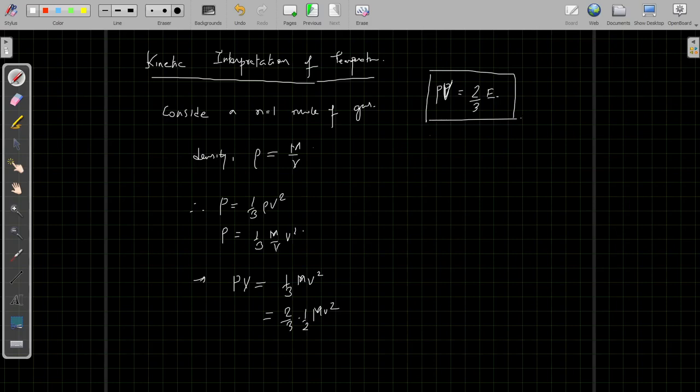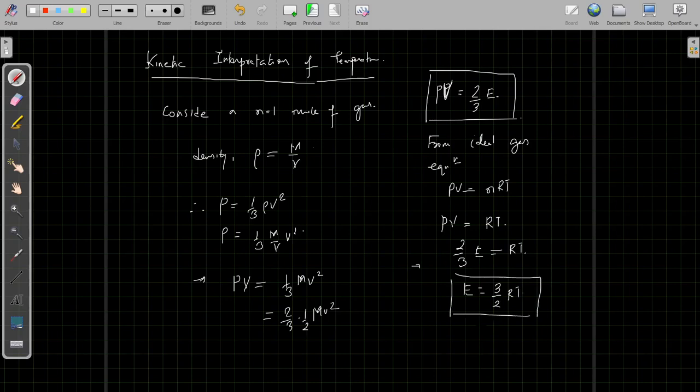Again, we are doing it at which temperature? We are doing it at high temperature, low pressure. So from the ideal gas equation, PV equals nRT, but n we have taken as 1. So PV equals R into T. Therefore 2 by 3 E is equal to R into T. So E would be equal to 3 by 2 RT. This is the expression for the kinetic energy of the gases in terms of the kinetic theory of gases.